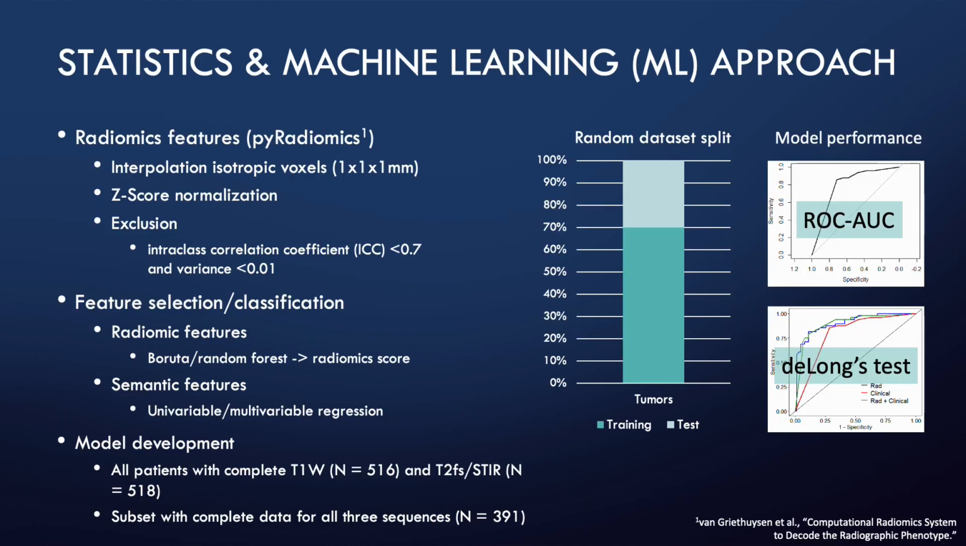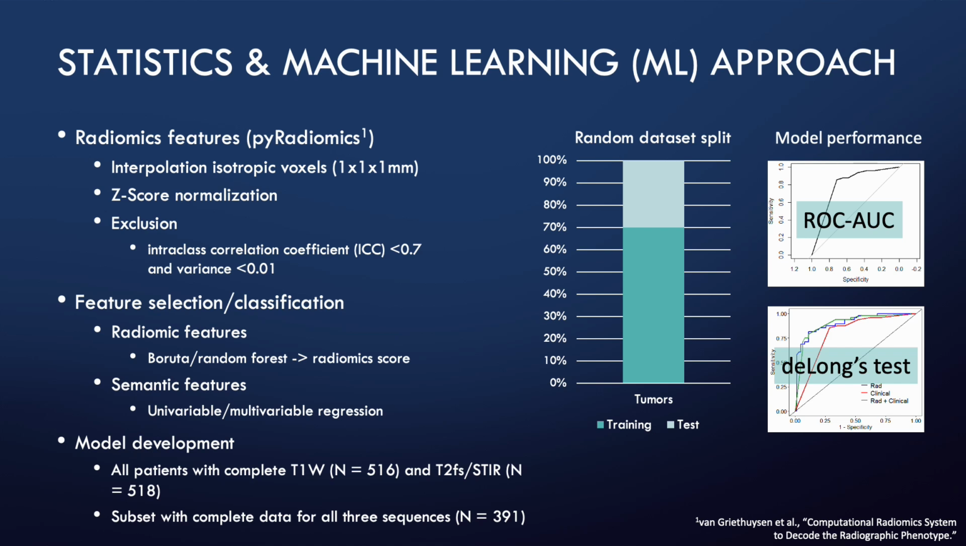Image pre-processing and radiomics feature extraction were performed using MRI Radiomics. According to IBSI recommendations, segmented image voxel signal intensities were normalized and resampled to an isotropic voxel size. Radiomics features were excluded from consideration for modeling if they had an ICC of less than 0.7 and a variance of less than 0.01. For radiomics features, the probability of the tumor being a myxoma was represented in the radiomics score, which was determined using a random forest model employing features determined by the Boruta feature selection algorithm.